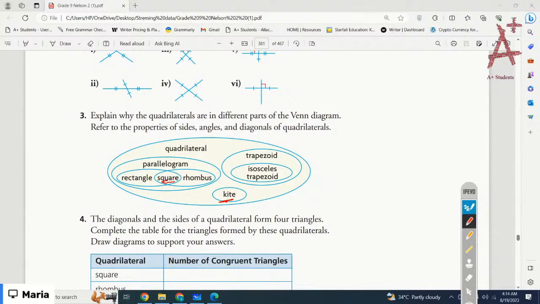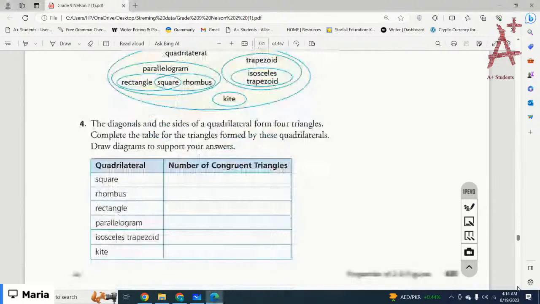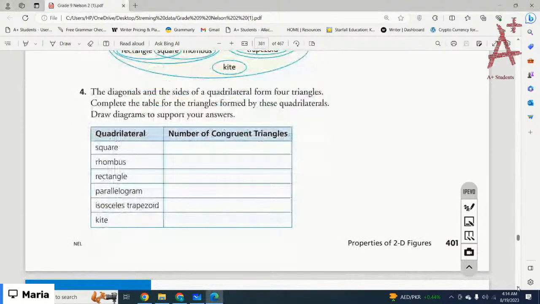Okay, just look at question number 4. The diagonals and the sides of a quadrilateral form four triangles. Complete a table of the triangles formed by these quadrilaterals. Okay, in a square you have two congruent triangles.